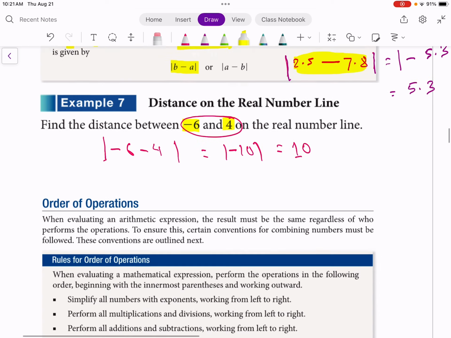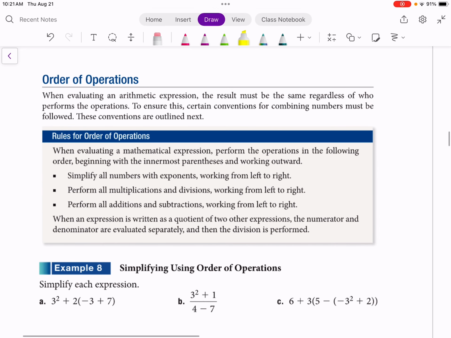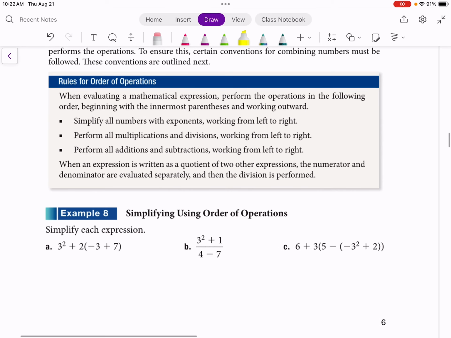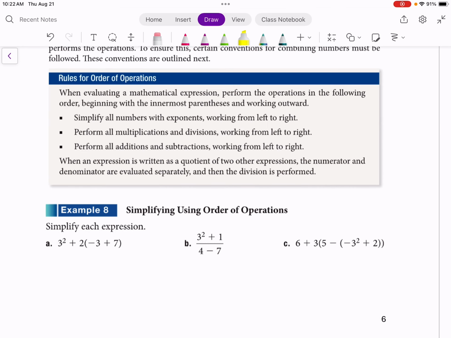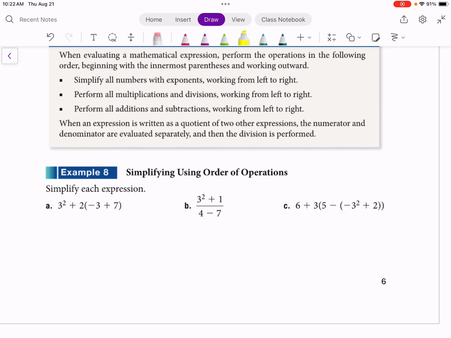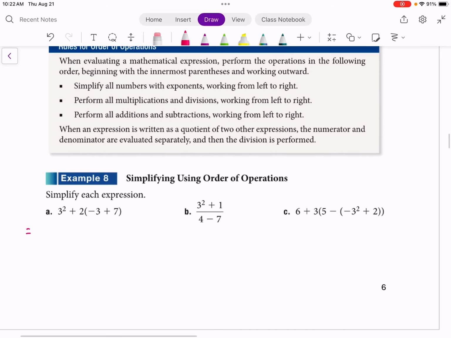Okay, the next topic here is order of operations. We all know how to simplify this expression, right? So let's go ahead and do the examples here. What would be the first thing that we have to do for part A? We simplify the exponents. So we have 3 square. And what is 3 square? We are multiplying 3 two times. This is not 3 times 2. So you are multiplying 3 and 3. So 9. Then we write the remaining as it is.